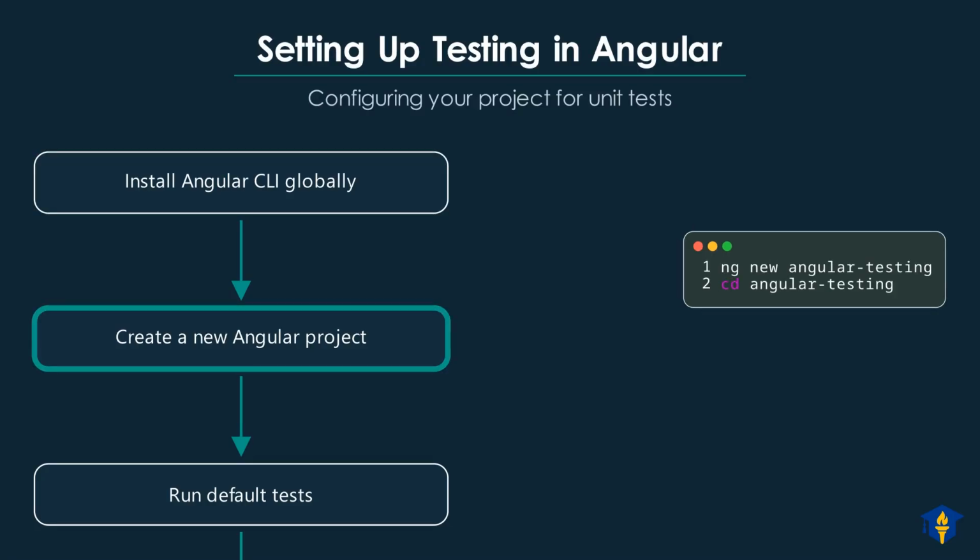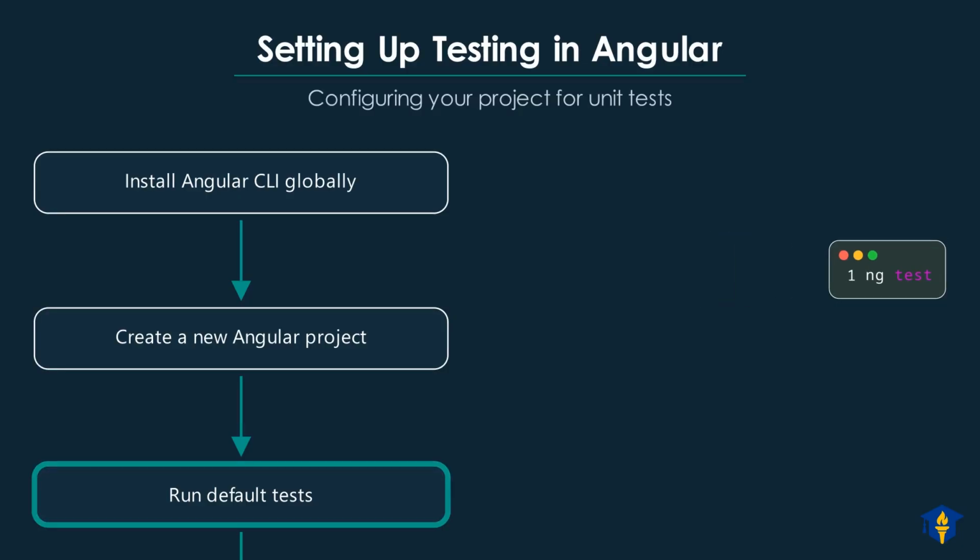Next, create a brand new Angular project which comes with testing configured by default. Use the ng new angular-testing and then cd angular-testing commands. After creation, you can run the default test to verify the initial setup. Simply execute the ng test command to start the test runner and see results.